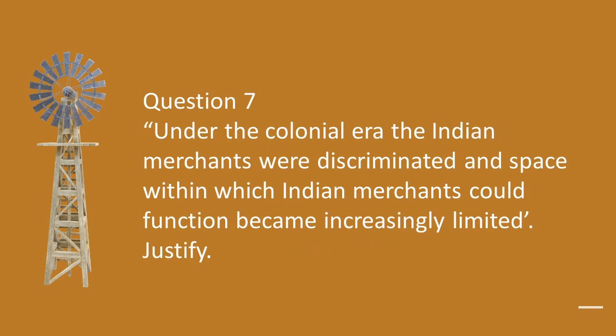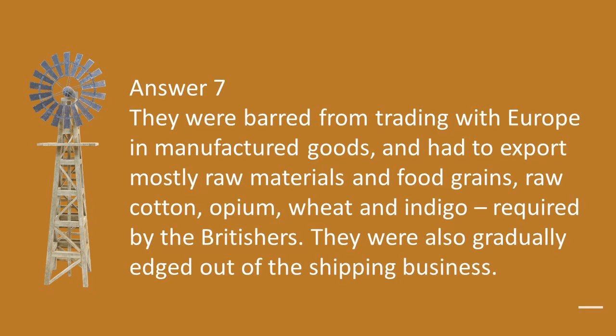Question number 7 is under the colonial era, the Indian merchants were discriminated and space within which Indian merchants could function became increasingly limited. Justify. Answer to question number 7: they were barred from trading with Europe in manufactured goods and had to export mostly raw materials and food grains, raw cotton, opium, wheat and indigo required by the Britishers. They were also gradually edged out of the shipping business.